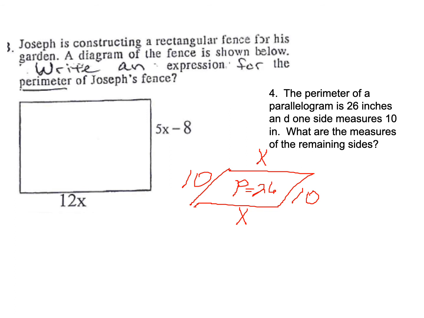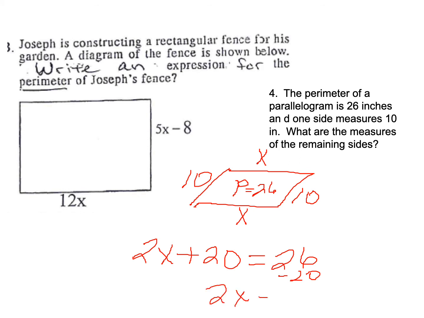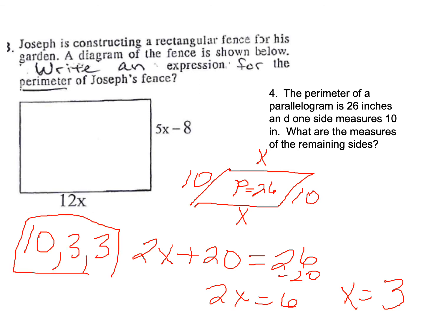So now let's set it up like we did in class. We got 2 x's, we got 10 and 10, that's 20, equals a total of 26. So subtract your 20, 2x equals 6, so each x is 3. So my sides, and it'll be listed like a multiple choice, my sides I needed. I got an extra 10, I got a 3, and a 3. That's how your answer will be set up on the test. Like what were the remaining sides, 10, 3, and 3, when I gave you one side to begin with.